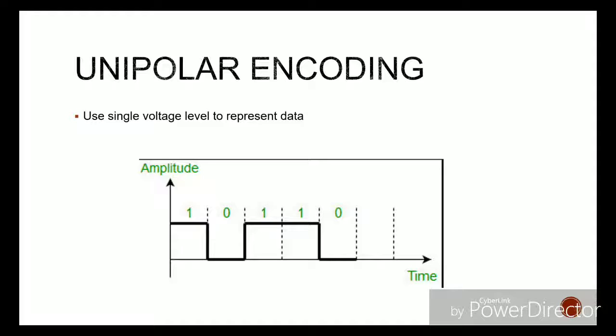1 represents the high voltage. Whenever there is a 1 in the signal, it represents the high voltage to be transmitted. 0 represents that there is no voltage transmitted in the signal. This is the graph of amplitude versus time. So in unipolar encoding, the data that is going to be encoded into a signal looks like this.